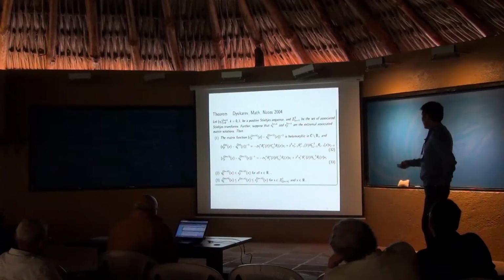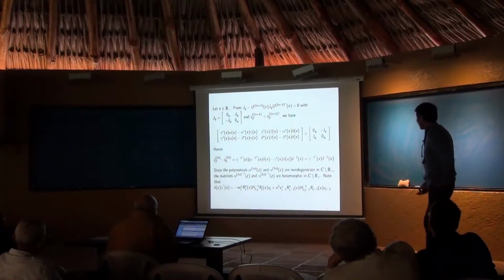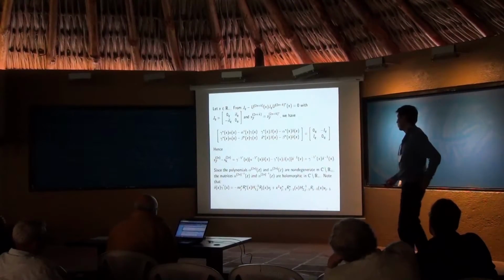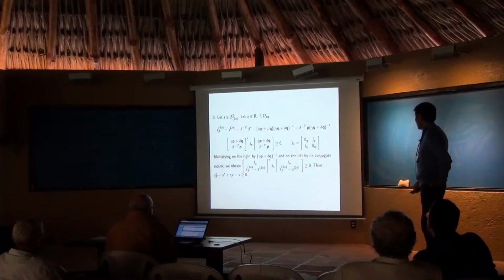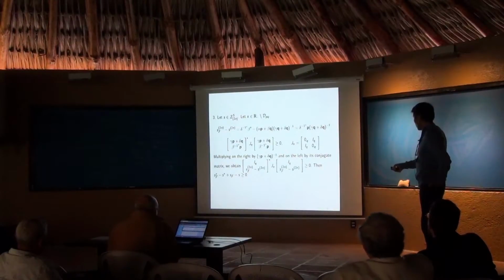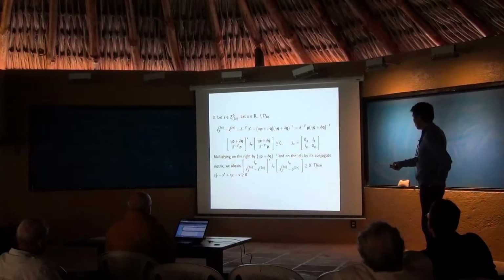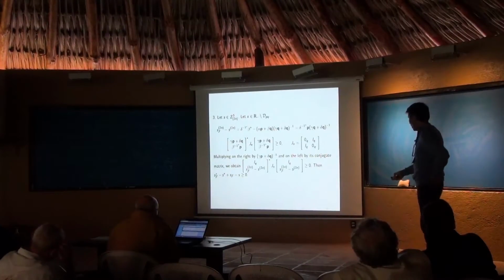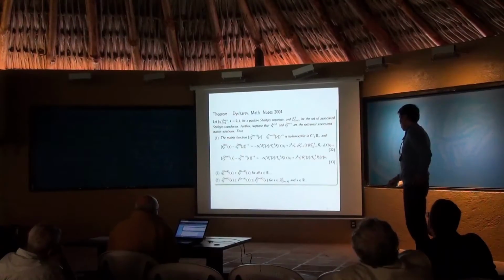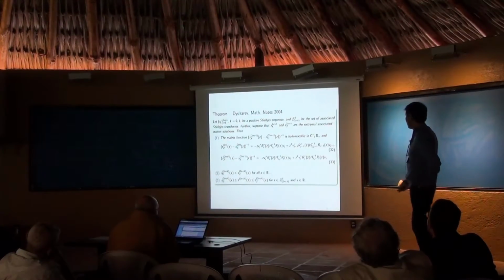Here are some details of the proof, but I think we could leave them now. He uses an interesting connection with this P matrix, which he also uses in his definition of Q, this pair PQ, and then he proves this inequality, which actually shows number 3.